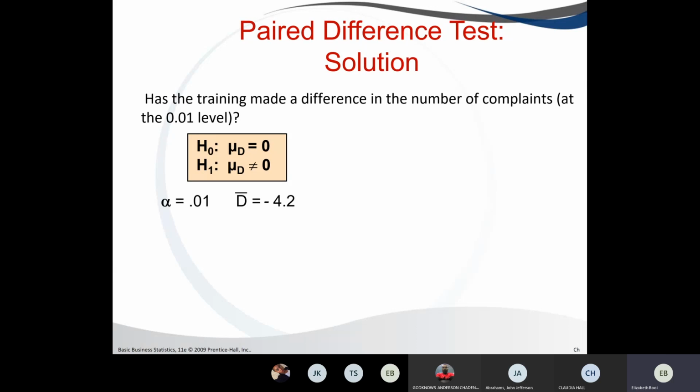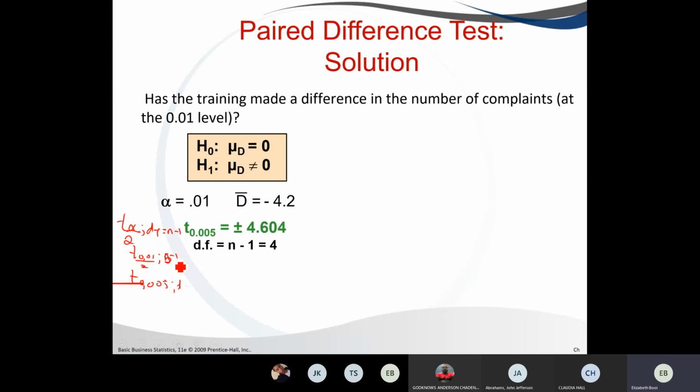Now, when we have alpha, we can go and find the critical value. We know that our critical value is T alpha divided by 2, with the degrees of freedom, which is n minus 1. Here, T alpha is 0.01 divided by 2, and our degrees of freedom is n minus 1. There were 5, so it's 5 minus 1, and our T will be 0.005, and the degrees of freedom of 4.